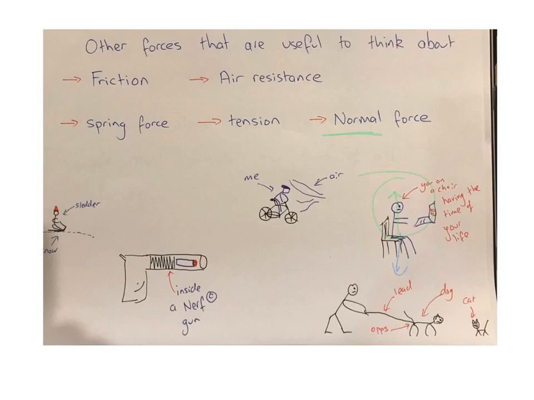Where this word normal comes from, it's not saying it's not strange or not weird. Normal means at right angles or perpendicular. So here, if we have a look at the surface of the chair in 3 dimensions, a normal force would be acting directly upwards at right angles to that surface.